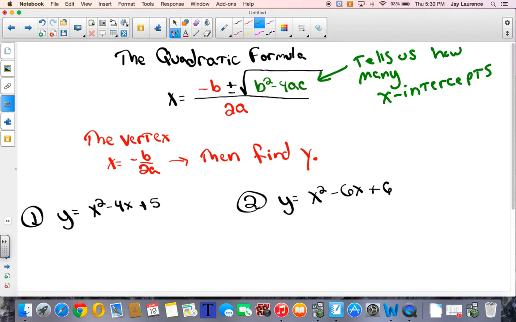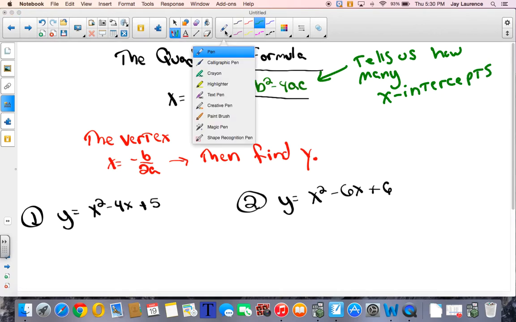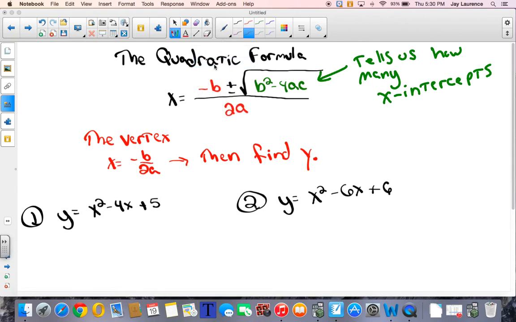How many times the parabola will cross the x-axis. Today we're going to be focusing on the red part of it right here. The red part of it is only half complete. It tells us something called the vertex, but it doesn't tell us the whole vertex. It only tells us the x-coordinate of the vertex.